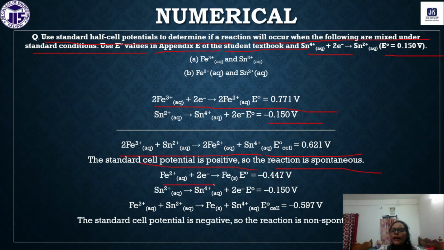So iron plus 2 aqueous plus 2 electrons, it will absorb 2 electrons and produce iron solid, for which the potential is minus 0.447 volt. And tin plus 2 will release some electrons in the medium and form Sn plus 4, for which the potential is minus 0.150 volt. So this is the total reaction. Here the standard cell potential is negative, so the reaction is non-spontaneous. Okay, so this is the answer of the question.